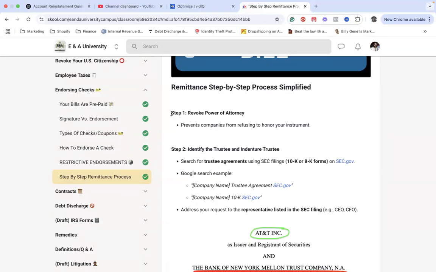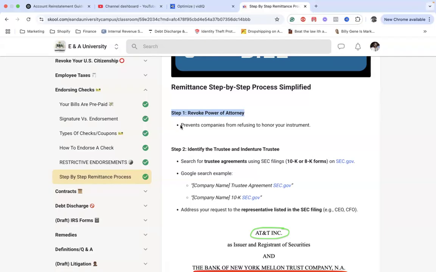The first step you need to do is revoke the power of attorney. You're probably wondering what that means. The power of attorney is basically the control they have over you, on whether or not they're going to alter your documents or make any decisions on your behalf, because you haven't claimed power of attorney. So you want to revoke it and take back ownership of your power of attorney.